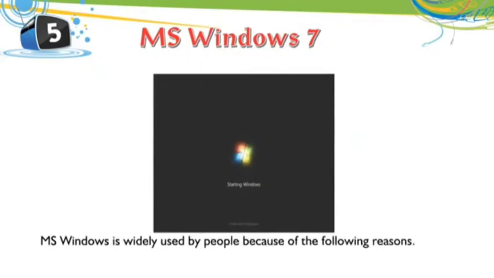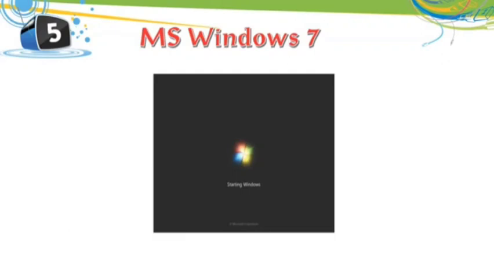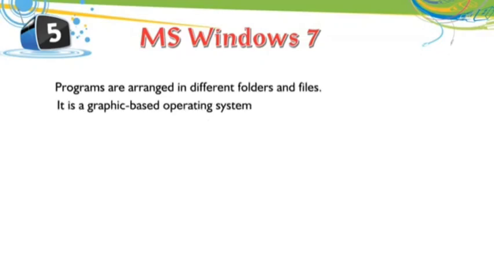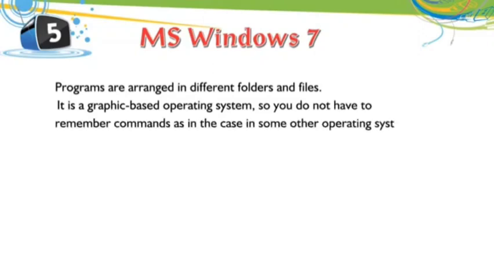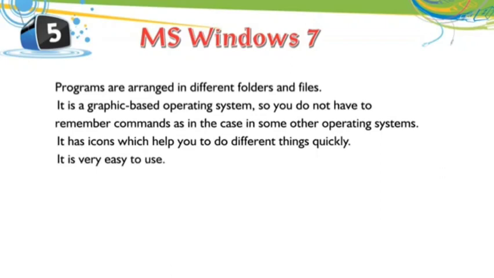MS Windows is widely used by people because of the following. Programs are arranged in different folders and files. It is a graphic-based operating system, so you do not have to remember commands as is the case in some other operating systems. It has icons which help you to do different things quickly. It is very easy to use.